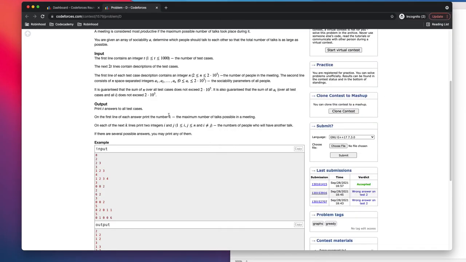So one catch that I saw was, it is guaranteed that the sum of n over all test cases doesn't exceed 2 to the power 10, and it is also guaranteed that the sum of a of I doesn't exceed.